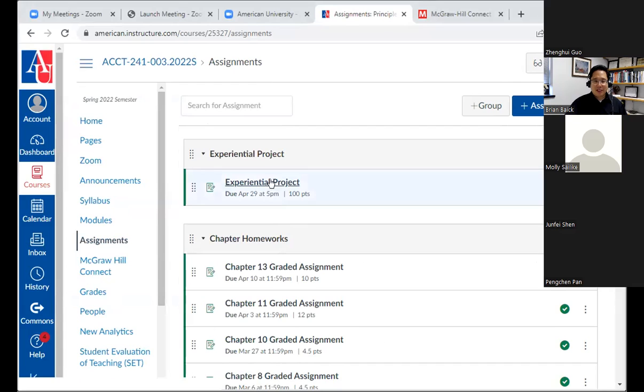And then we have our experiential project due April 29th. This is the last day of the semester. This is where we're going to have our last exam. So I have the deadline as late as possible.